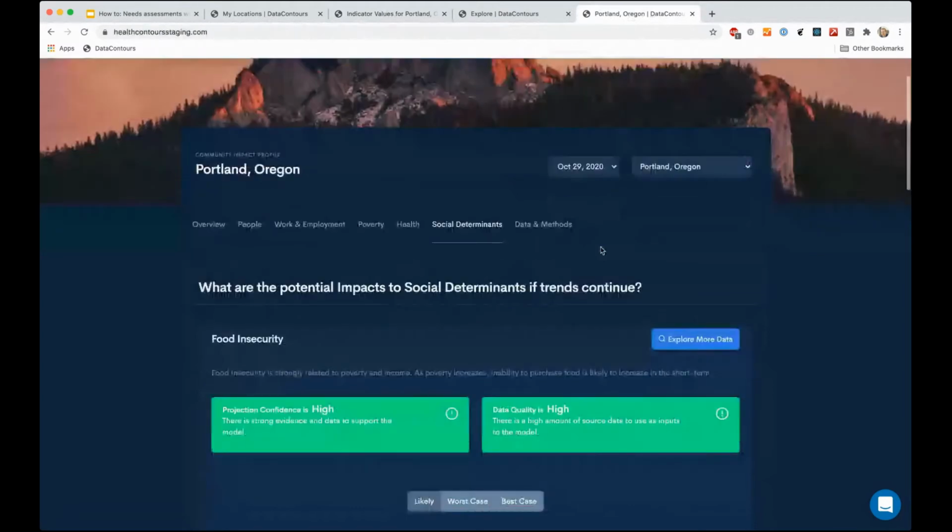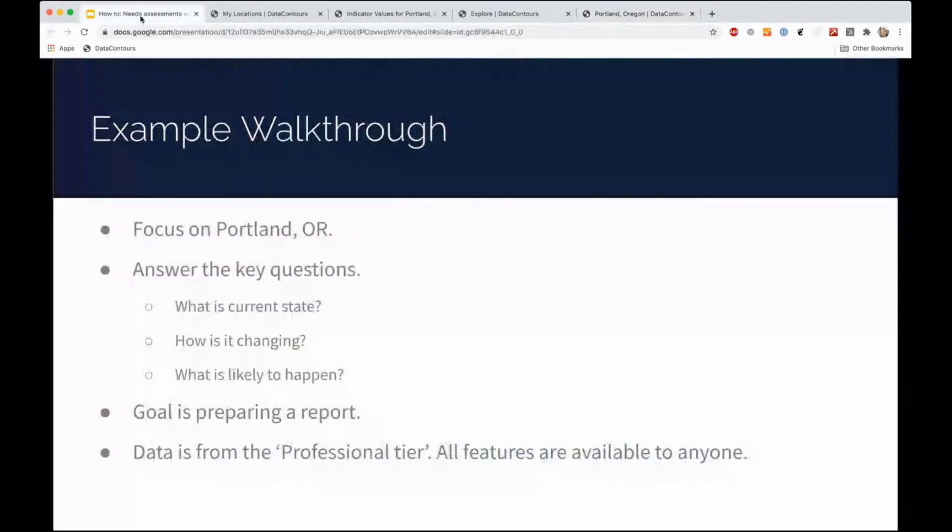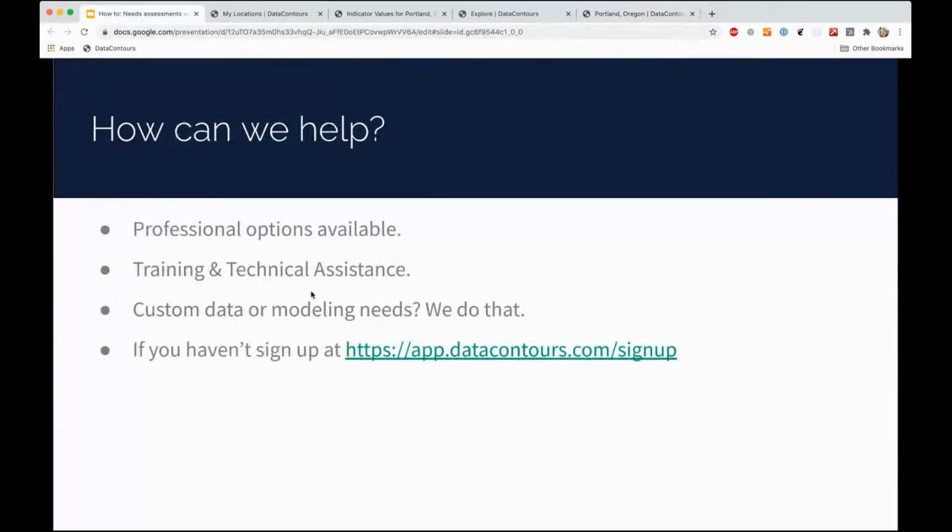Okay, that is a lot. So hopefully, just to go back to the slides here, we were able to answer some questions. How might you use DataContours to support your next needs assessment? There's a lot of capabilities that, if you've done needs assessments before, are probably new tools for your toolbox. If you're brand new, hopefully this gave you a perspective on how you might approach assessing needs within your community.